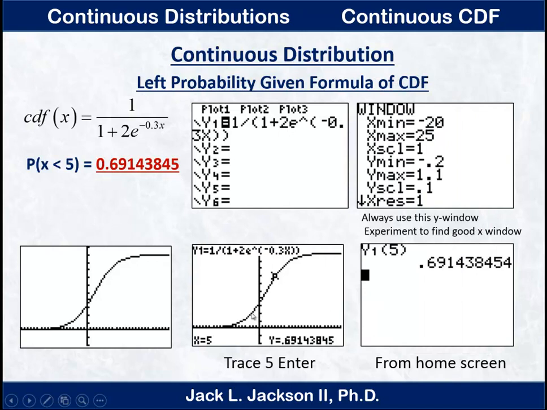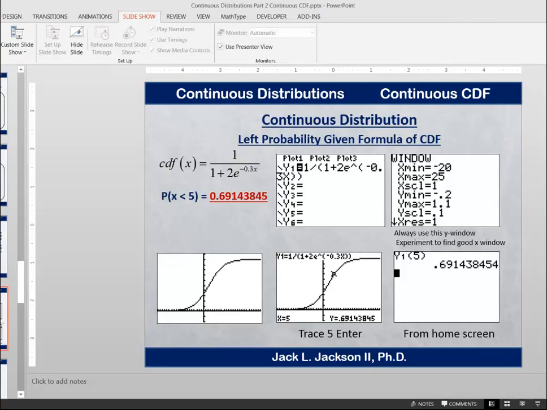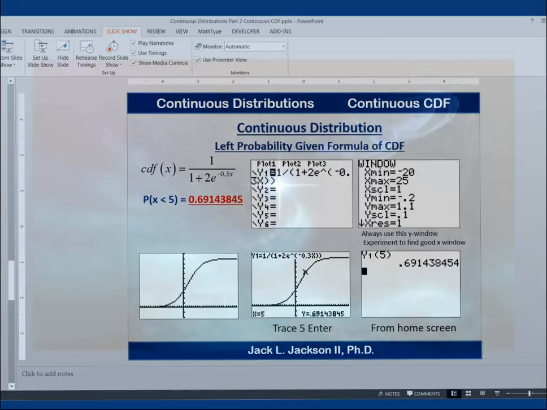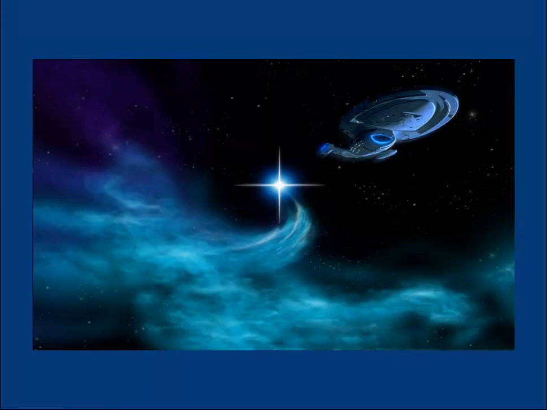So if you put this graph in there and hit trace, you can just type in the value you want, 5. It'll go to that point. It'll tell you the y value, which is our cumulative probability, which is what we're looking for. That y is the CDF of 5, which is this cumulative probability. Now, your calculator also knows function notation, and so we can do y1 of that and work out what we want here. Let me pull this calculator up.